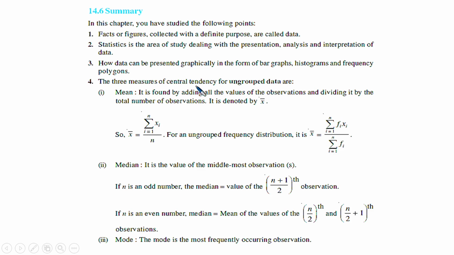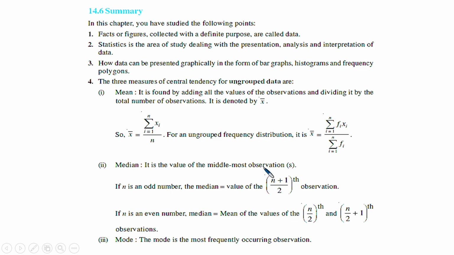The three measures of central tendency of ungrouped data are mean, median and mode. I have shown you the mean formula, I don't want to repeat it again. Median: if n is odd, it is the (n plus 1) divided by 2-th observation. You first place the data in ascending order.